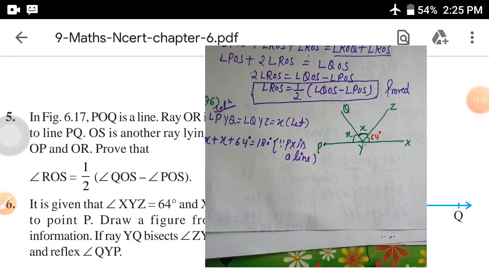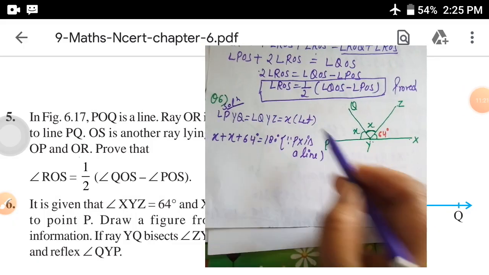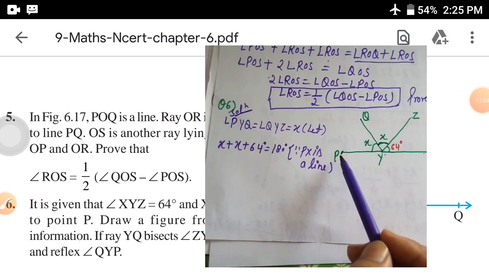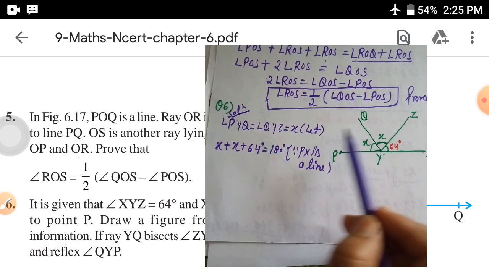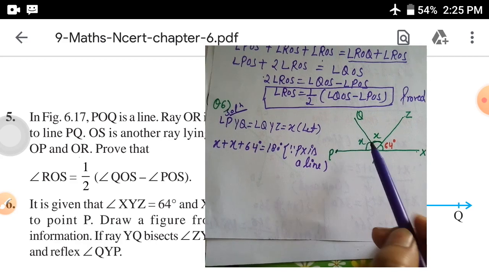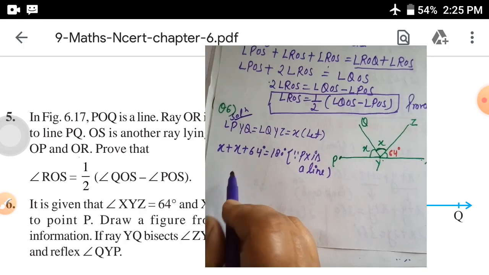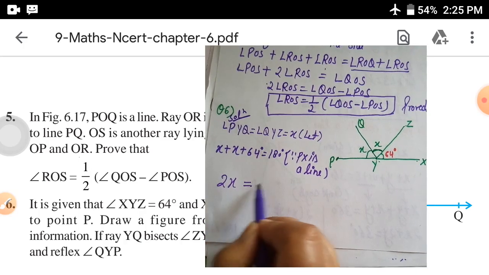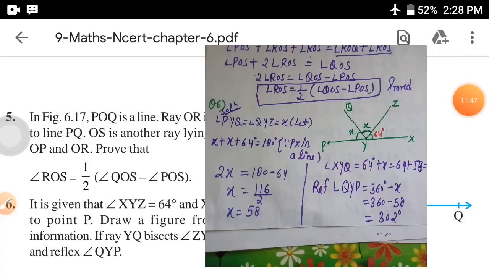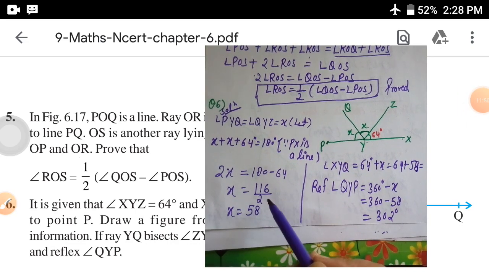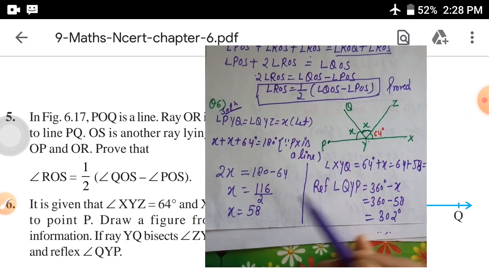I have made a figure for you. You can see that in this figure I have written angle PYQ is equal to QYZ is equal to X. I have assumed it because YQ is the angle bisector line, and you can see that X plus 64 equals 180 degrees. Why? Because PX is a line. Now we will further solve it. 2X equals 180 minus 64. Then X is equal to 116 upon 2, which is 58. So the value of X is equal to 58.